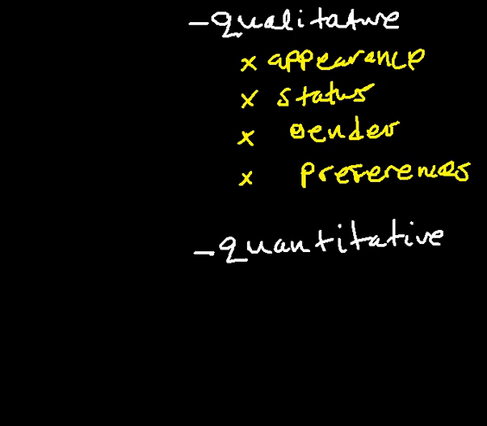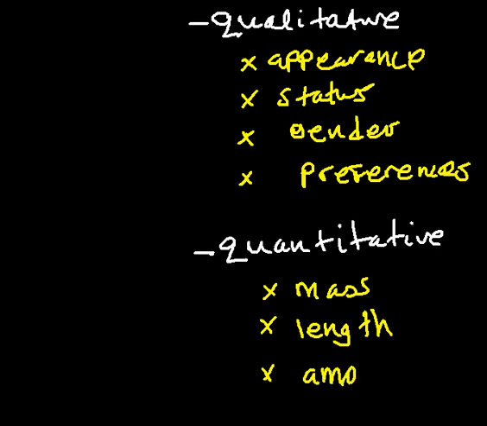We have examples like, let's say, the mass of an object. We can measure the mass of the object. We can have, let's say, length. This is also part of quantitative data. And we have, let's say, the amount of something. We have several examples of quantitative data. So try to come up with at least 4 or 5 examples of quantitative data, and I want to see them in the comment section below.